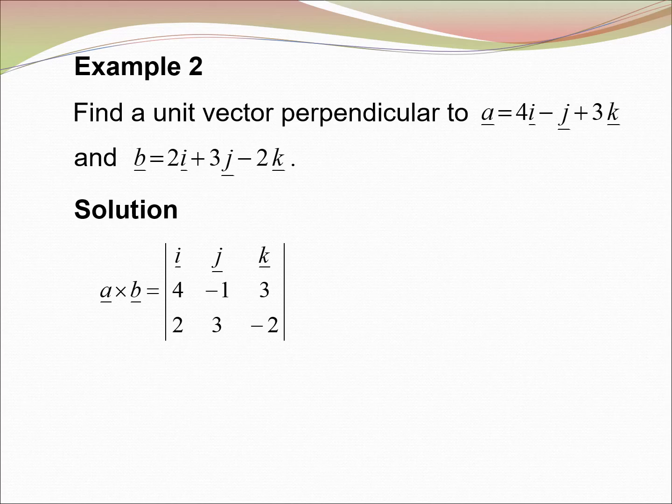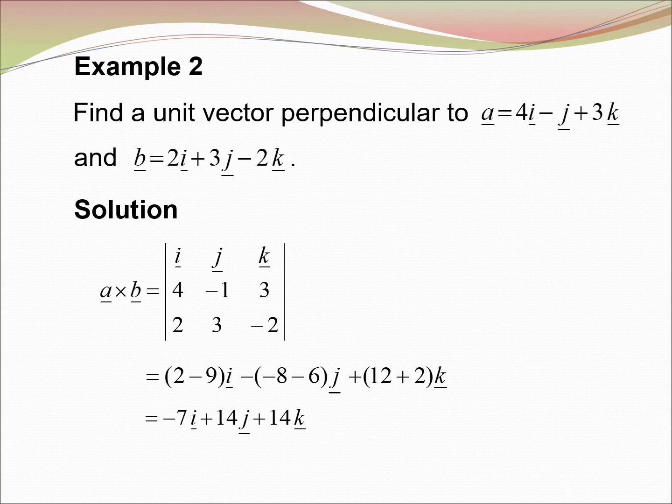Expanding the first row and first column, we get 2 minus 9 for component i. Then minus, expanding the first row and second column, we get minus 8 minus 6 for component j, and eliminating the first row and third column, we get 12 plus 2 for component k. Simplified, we get negative 7i plus 14j plus 14k.